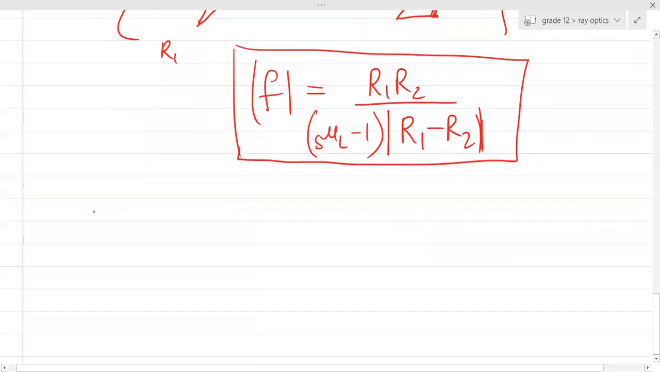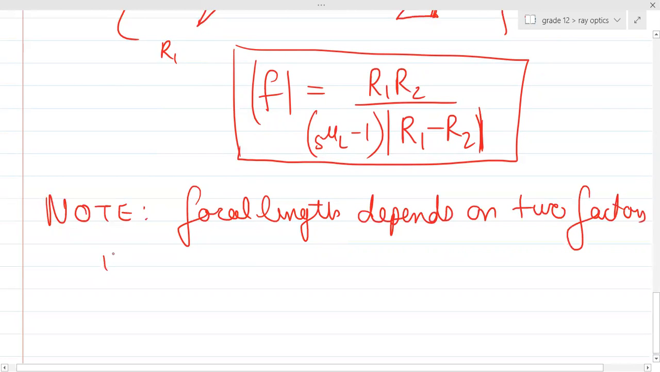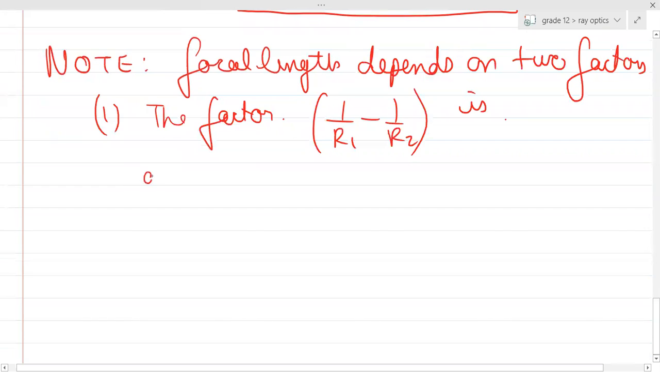Please remember this thing. Note it down. Note: focal length depends on two factors. Always remember. Focal length depends on two factors. The first factor is basically the factor which is relating the radius. Can you see this one? Right? Yes or no? This factor.